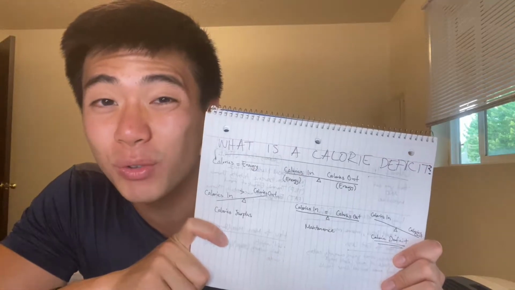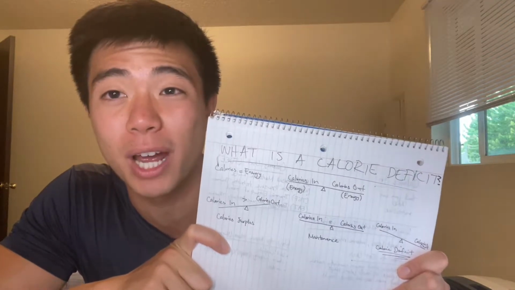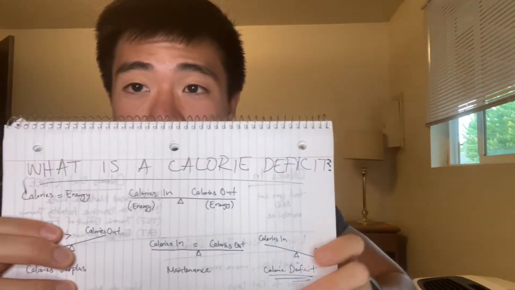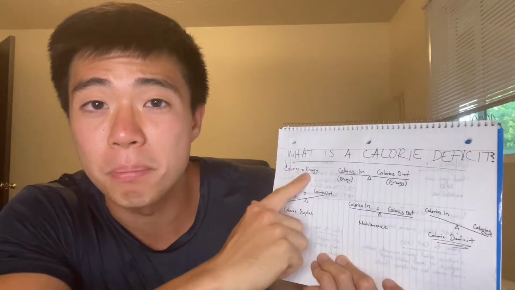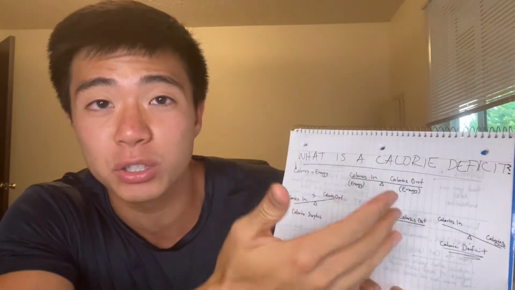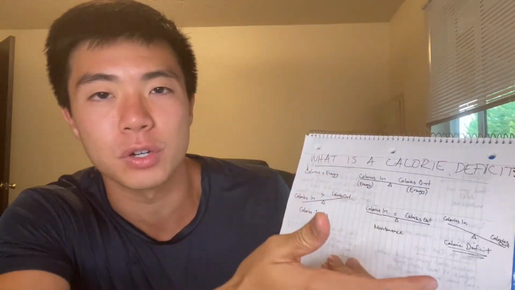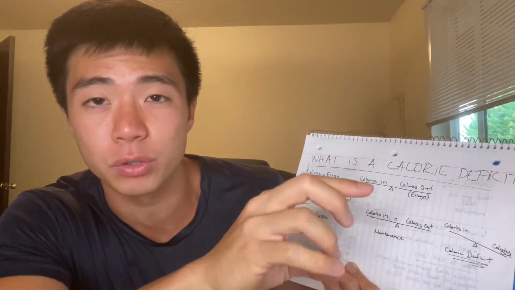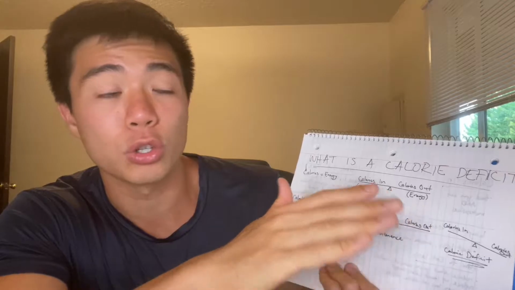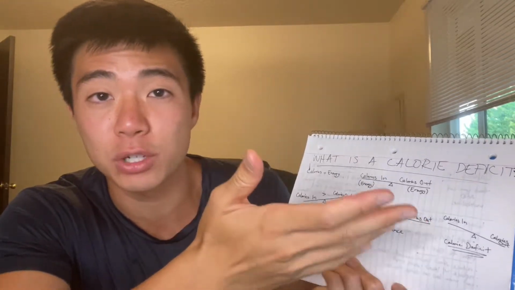I don't know if you can read my terrible chicken scratch handwriting, but here it is. So what is a calorie deficit? The first thing we need to go over is that calories are basically just a form of energy. This is why you hear the terms calories in, calories out, energy in, energy out, energy balance, if you've ever heard those terms. If you haven't, that's what it's also commonly referred to as: energy balance.